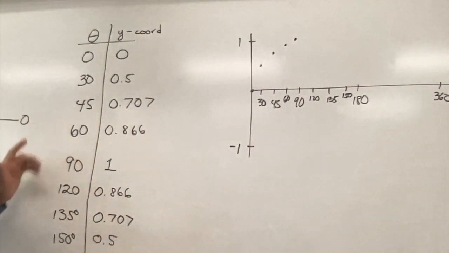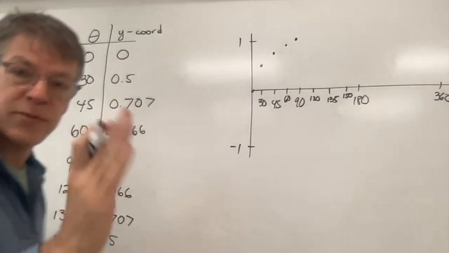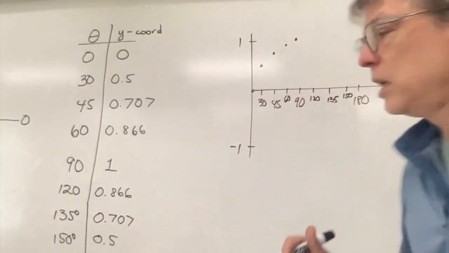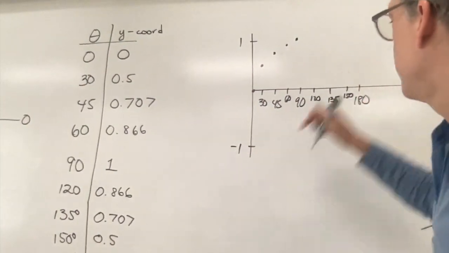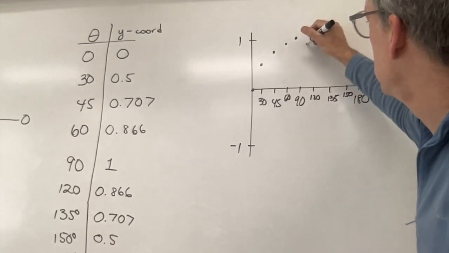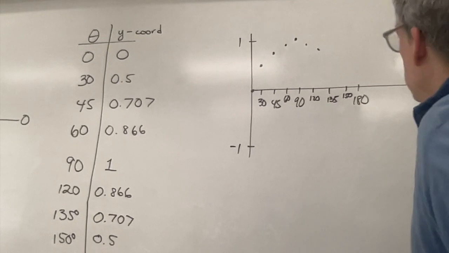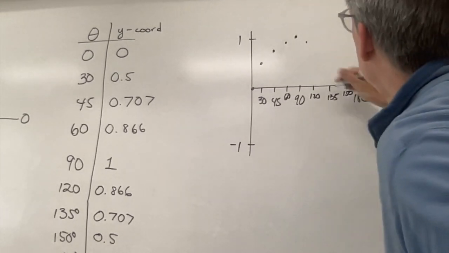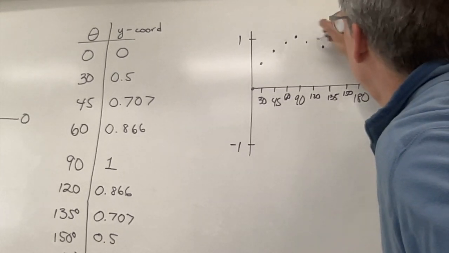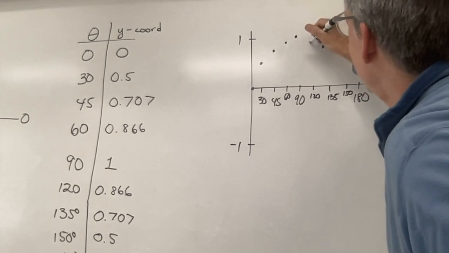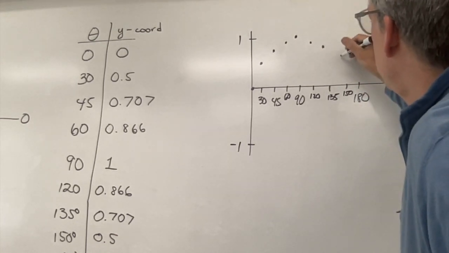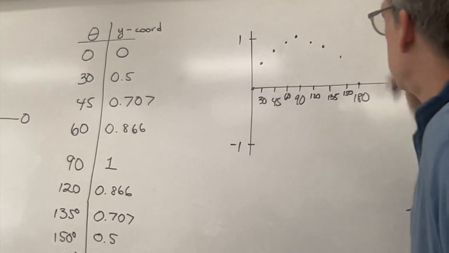And then it starts to go down because we're past the peak of the Ferris wheel. So now we're going to start going down. So I have 120, I'm back at 0.866. Bam, 135 right here. Really should, I need some graph paper. 150, I'm back at 0.5, and then like this, okay?